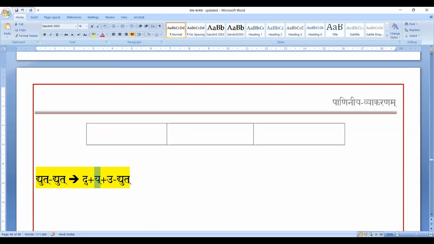Yakara will be replaced by ikara. Akara. E is samprasaranam. E plus U is E. Therefore, what will you have? Therefore, the rupam would be dyut. The dyut is a rupam. You can note this. This is only for these two dhatus.